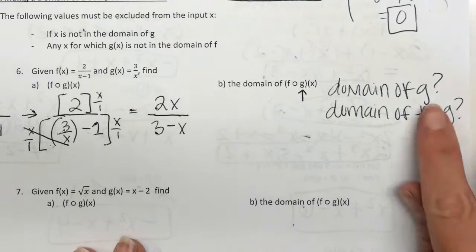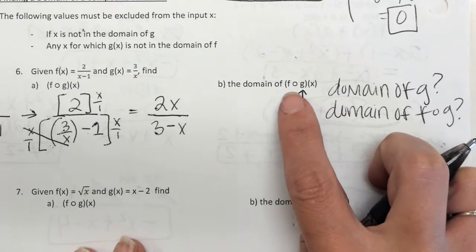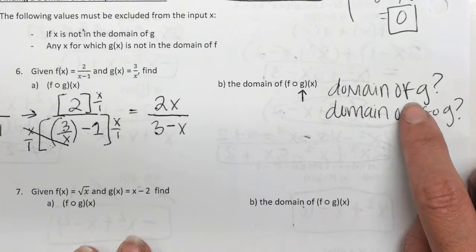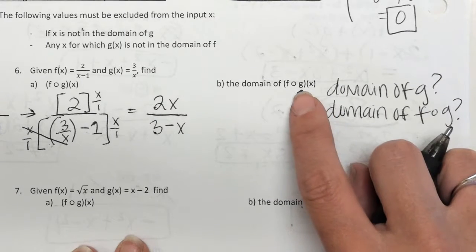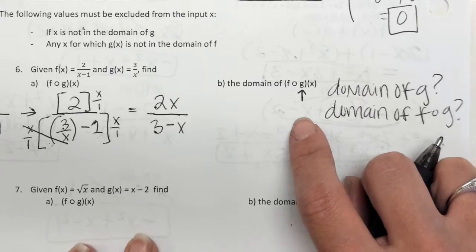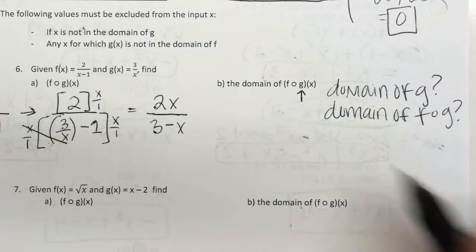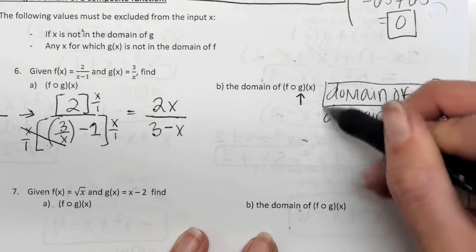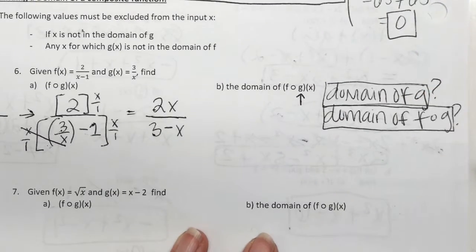Because wherever g is undefined, if we plug it in, it's still going to be undefined. So I'll say that one more time. If the domain of g is undefined, if we plug it into the function f, it's still going to be undefined there. So when you're asking for the domain of a composed function, find the domain of g first, then the domain of f of g.